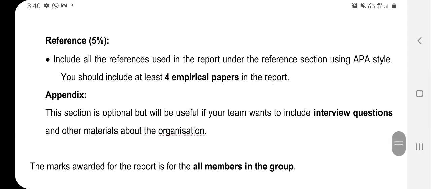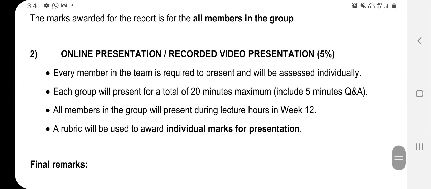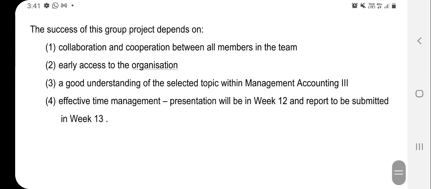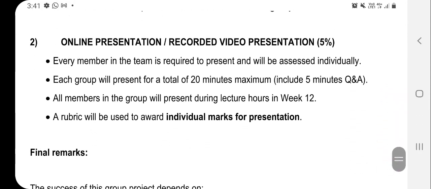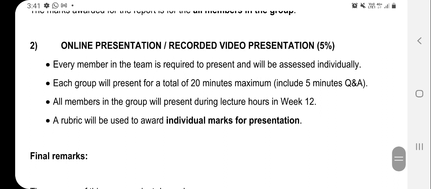And also when you write the assignment, 5% marks is allocated for the referencing style that you will use. Remember to use APA style. 5% for that. Appendix, this section is optional but will be useful if your team wants to include interview questions and other materials about the organization. Okay, so that one is about the writing report, the way to do the writing report.